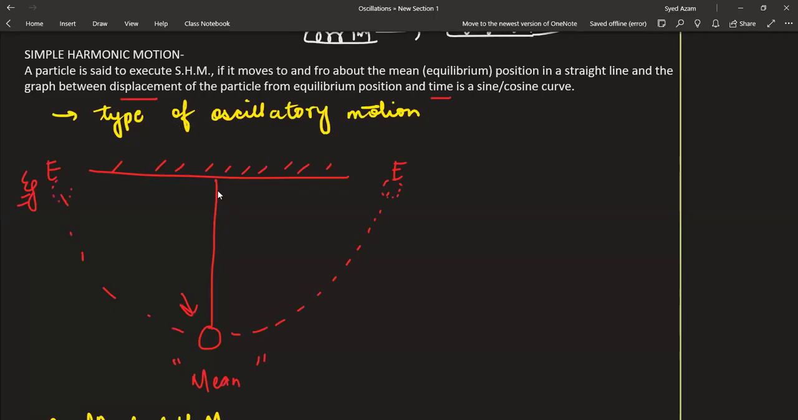So you have the motion of the spring. And the oscillation of a simple pendulum. This is a simple pendulum. There are various examples of this, like that spring system which we saw, that is an SHM. Oscillation of a spring.